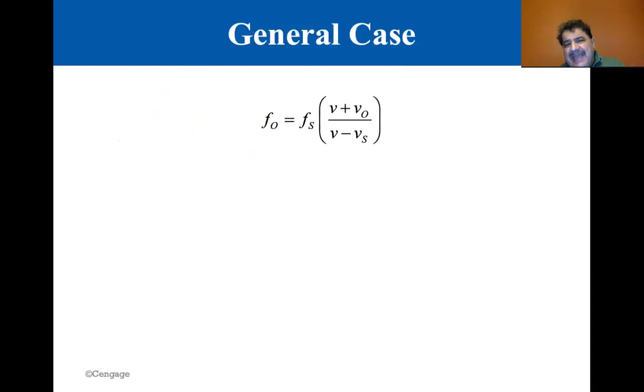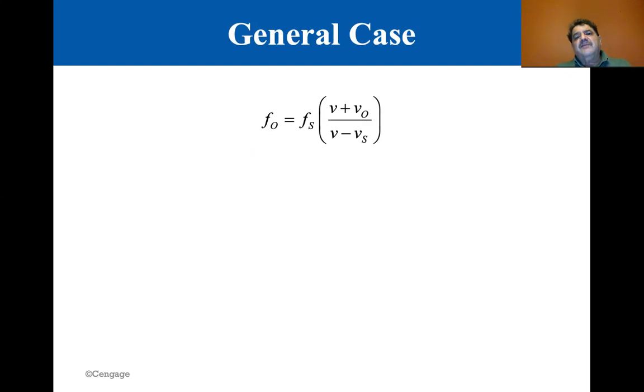Now, in the general case, f sub O is equal to f sub S times the velocity in air, plus the velocity of the observer, divided by v minus v sub S. That's the general case. It is listed in things to know, this is 4.6. The Doppler effect is covered in the MCAT, so you should know at least this one, the general case.